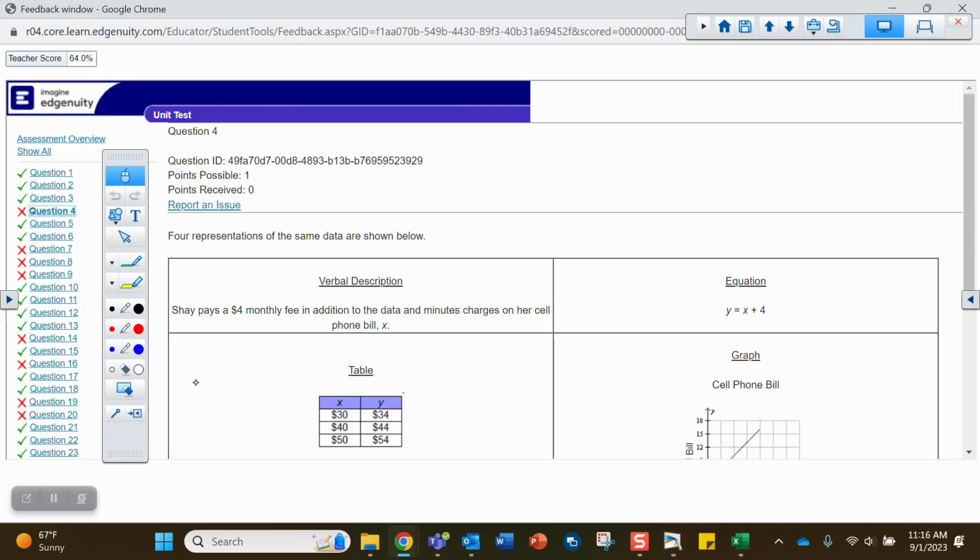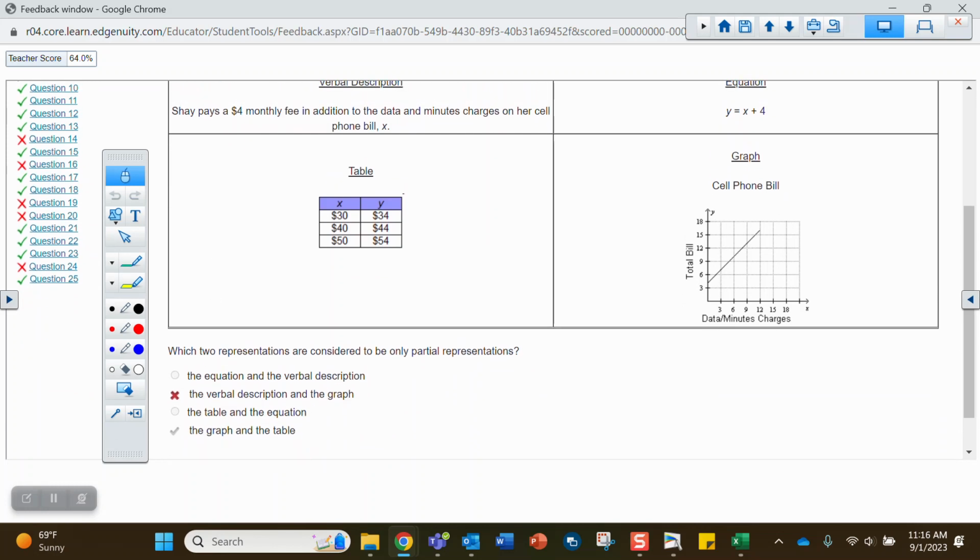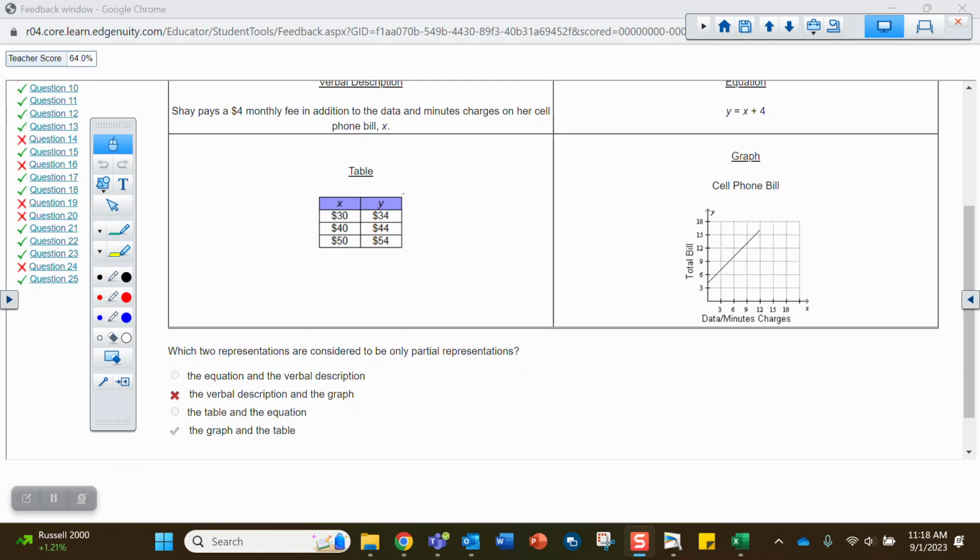So the first one was question 4, and it says, given 4 representations of the same data below, we have a verbal description, an equation, a table, and a graph. Which 2 representations are considered to only be partial representations? The one that you should have picked is the graph and the table.